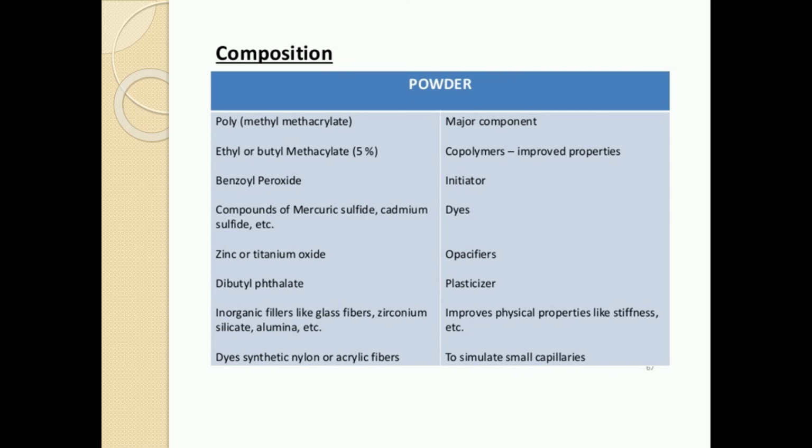Next MCQ was, to cure a heat cured resin, a proper heating cycle is necessary. Why? Answer is to prevent the porosity. Coming on to the next MCQ, polymerization of heat cured methyl methacrylate is initiated by, your answer is benzoyl peroxide free radical. I hope the MCQs are clear to you.